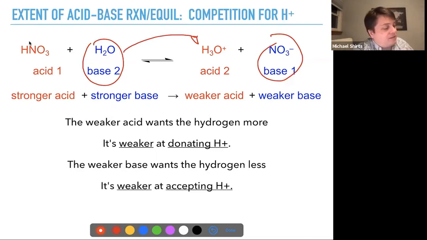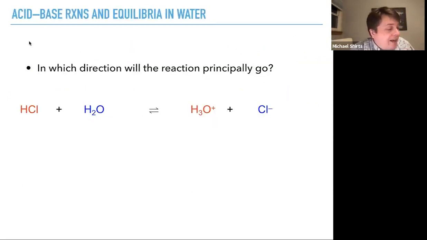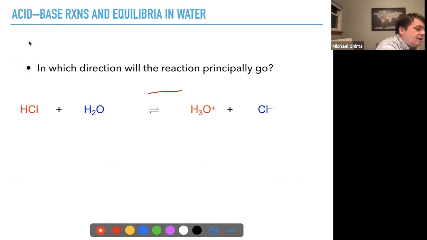And so when you're looking at acid-base reactions, you want to figure out what direction the reaction will principally go. So looking at hydrochloric acid plus water, clearly the reaction is going to primarily go in that direction.